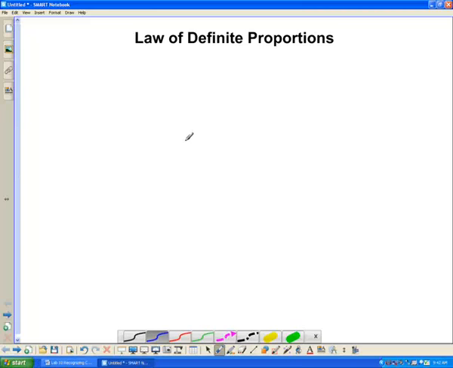First off is something called the law of definite proportions, and this one's a little easier to describe than the second one, which is the law of multiple proportions. So we'll look at this one first. This was first discovered by a chemist by the name of Proust all the way back in 1797. So this has been around for a long, long time. This has been a known fact for, well, like I said, a long time.